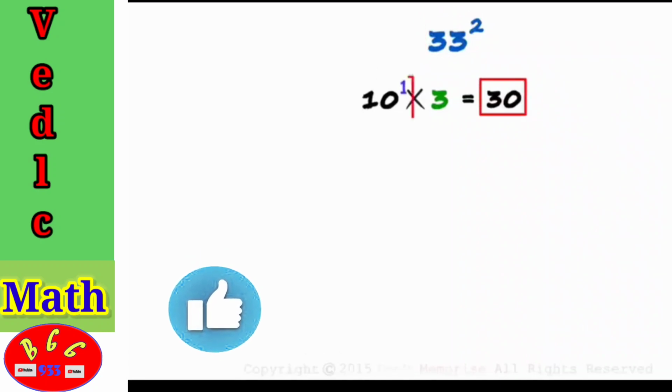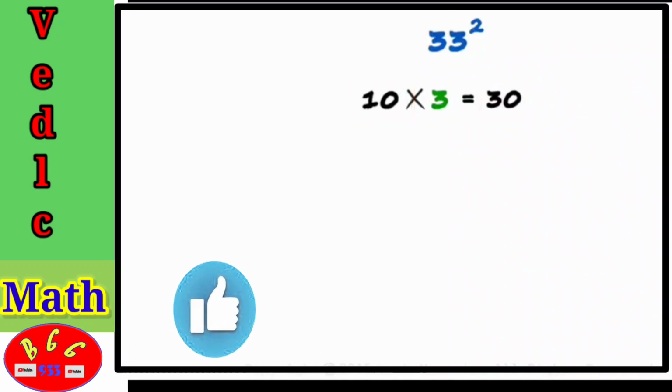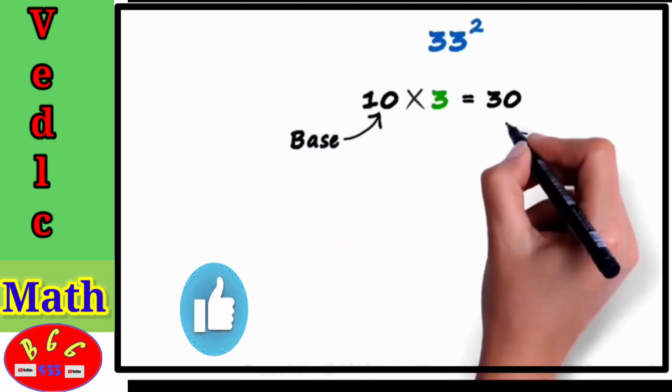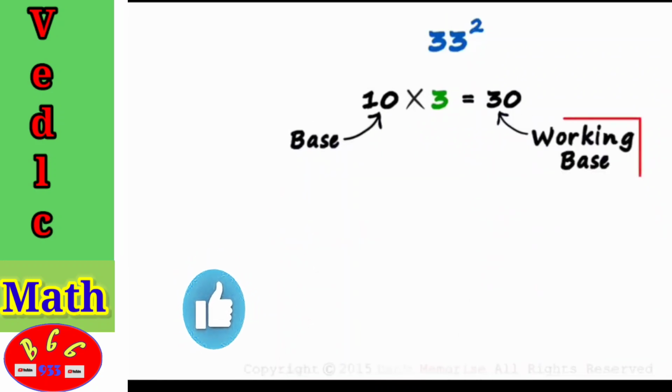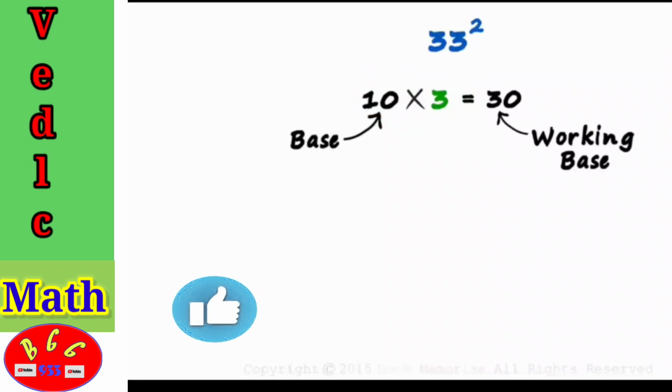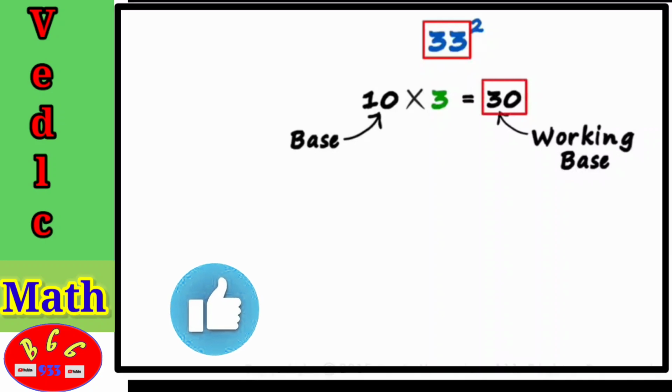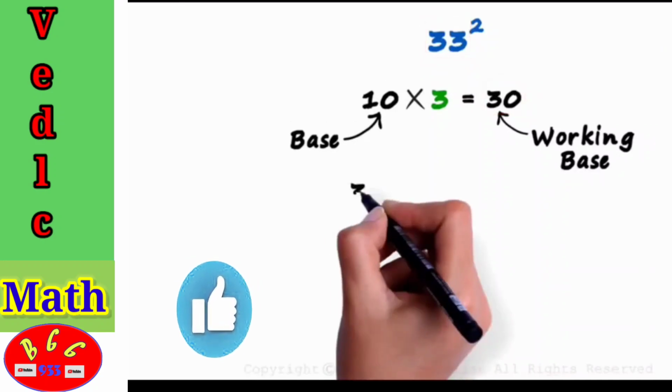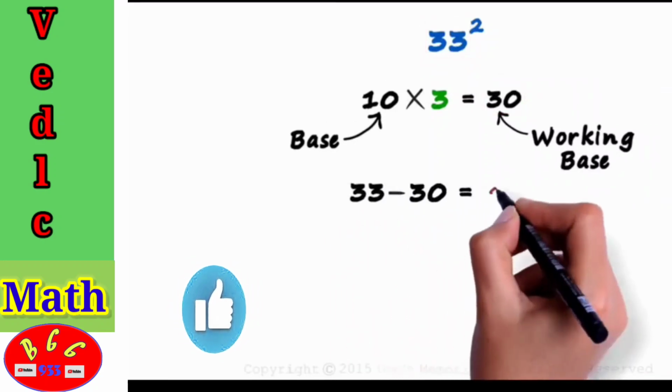30 is a multiple of a power of 10. Here, we say that 10 is the base and 30 is the working base. The working base here is the third multiple of 10. Once we're done finding the base and the working base, we find the difference between the number and the working base. That will be 33 minus 30, which equals 3.